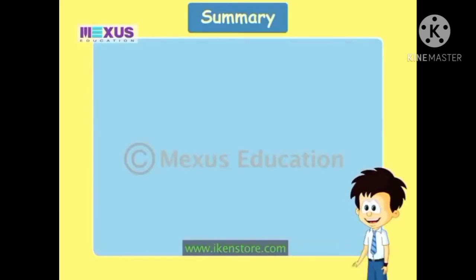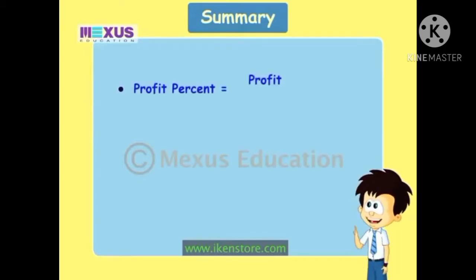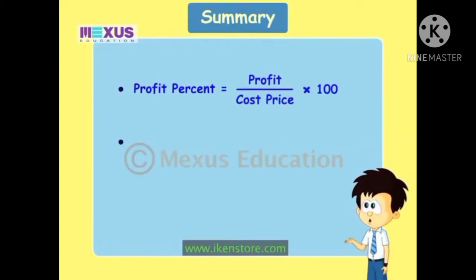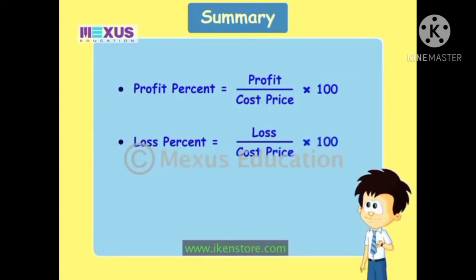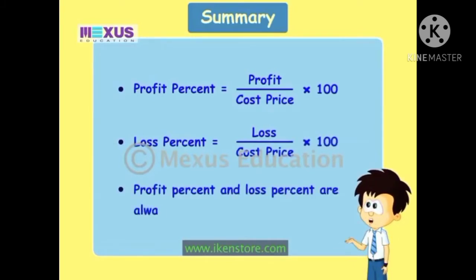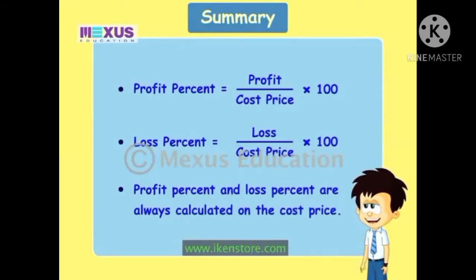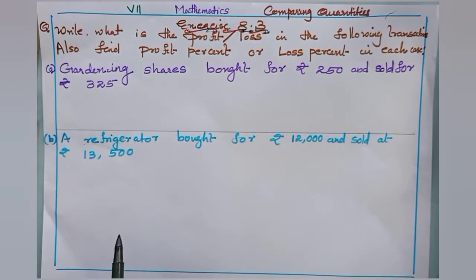It's time to revise all that we learned about profit and loss percent. To calculate profit percentage, you divide the profit by the cost price and multiply it by 100. To calculate loss percent, you divide the loss by the cost price and multiply it by 100. Remember, profit and loss percent are always calculated on the cost price. Listen to these questions.